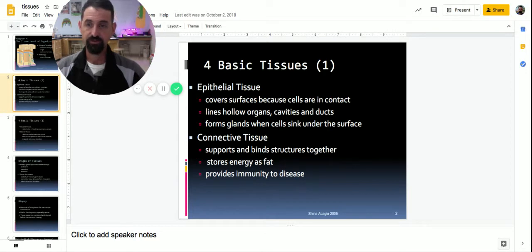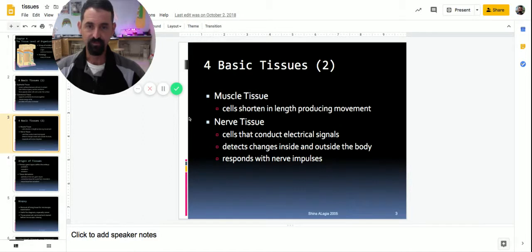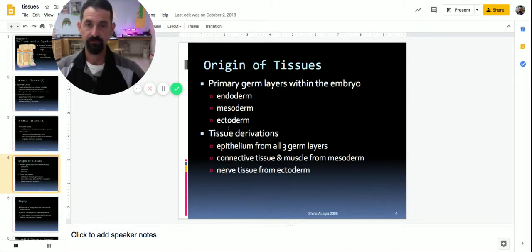Connective tissue holds stuff together, as its name implies. Can also store energy. Fat is an example of this. Some of your immune cells are types of connective tissue. Muscle tissue just shortens. It's got one job, and that is to shorten in length, and that produces some sort of movement. Nerve tissue conducts signals that allows you to sense things and allows you to respond. So all nerve tissue does is conduct those signals.